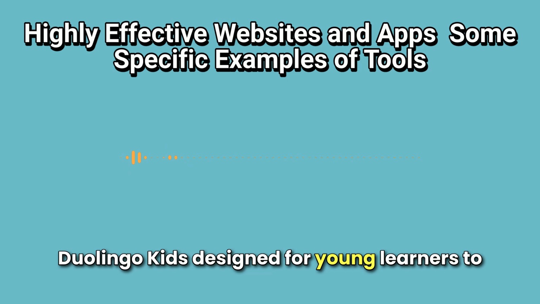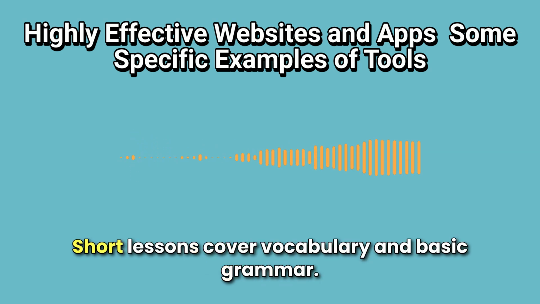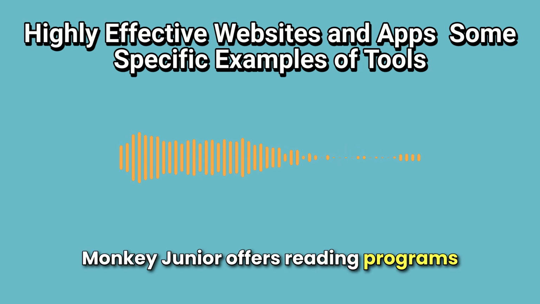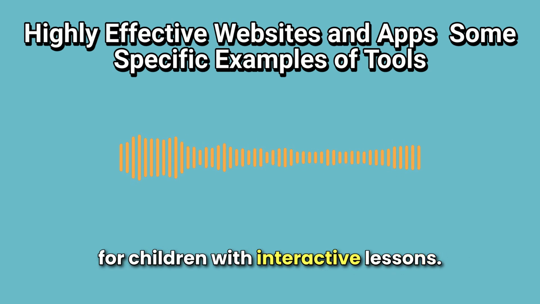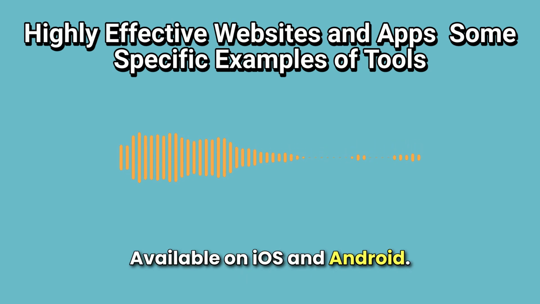Duolingo Kids: designed for young learners to practice English in a gamified format. Short lessons cover vocabulary and basic grammar. Available on iOS and Android. Monkey Jr.: offers reading programs for children with interactive lessons. Covers phonics, vocabulary, and sentence structure. Available on iOS and Android.